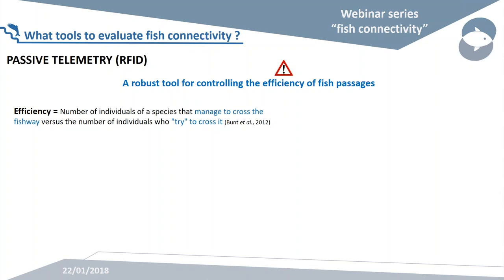Okay. So now the second one is the passive telemetry system. That's what I call RFID, for radio frequency identification. And I think it's today the best tool for controlling the efficiency of fish passage. Before presenting the tool, I just would like to stop a few minutes on efficiency, because it's important to talk about the same thing. So efficiency is the number of individuals of a species that manage to cross the fishway versus the number of individuals who try to cross it.